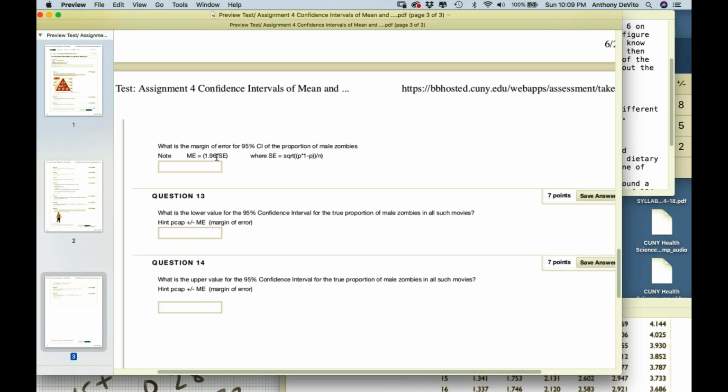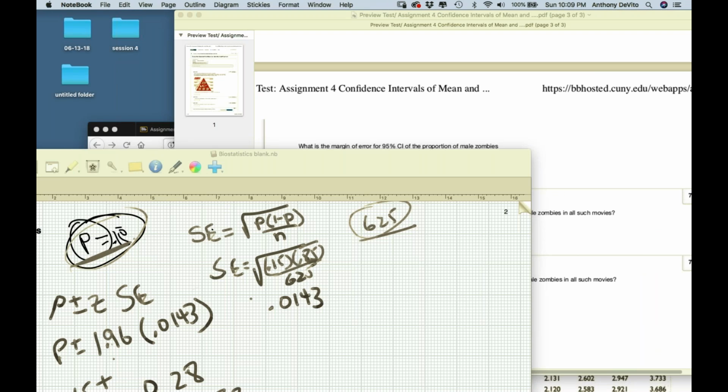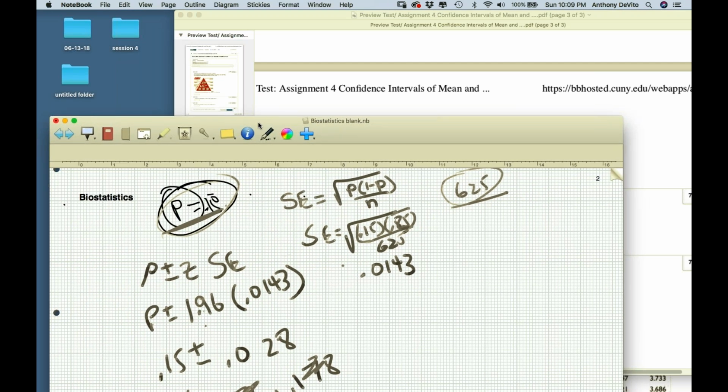Okay, margin of error is equal to 1.96 times the standard error. And the standard error is calculated by the square root of p times 1 minus p, 0.58 times 0.42, over the sample size, resolve all that, and so on and so forth. And then I asked you for the 95% confidence interval. So let's do that right now. Let's actually do that problem.